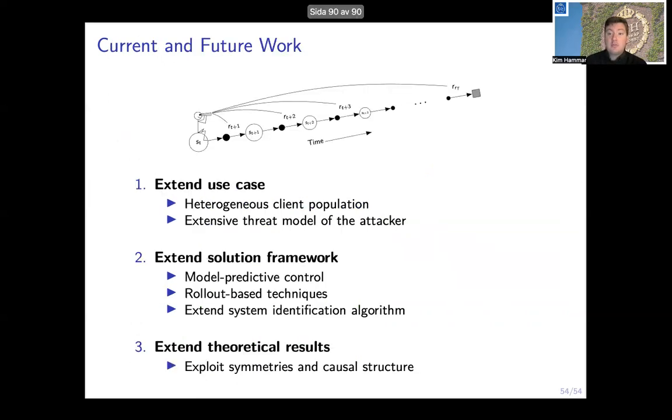We have many ideas for improving this in future work. An obvious direction is to look at different use cases. Here we looked at intrusion response, but one may also consider denial of service, APTs, or other security use cases. We also have some ideas for improving the solution framework, for example, using rollout-based techniques, and also by utilizing ideas from causal inference.